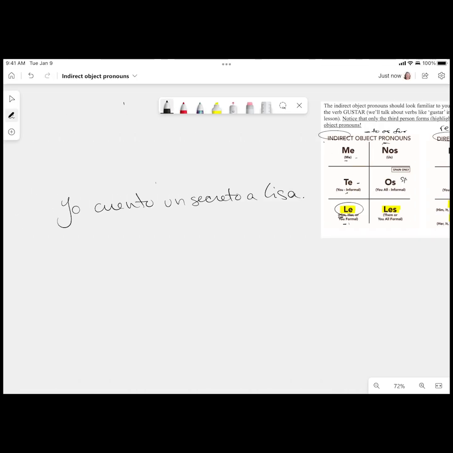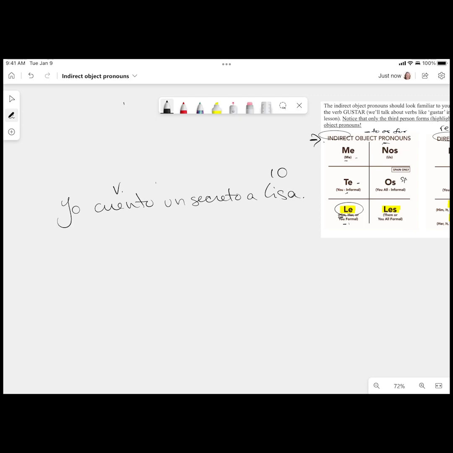Let's take a look at another sentence in Spanish. Yo cuento un secreto a Lisa. Let's identify my verb, cuento. To or for whom am I telling the secret? Lisa.